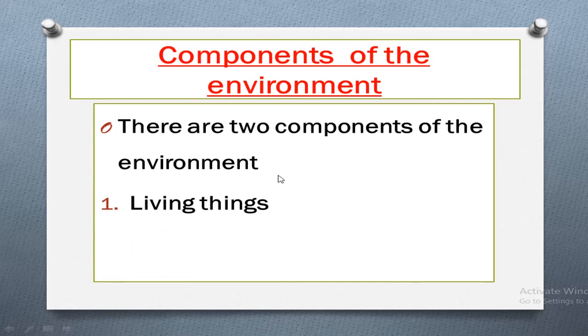The first one is living things. One of the components of the environment is living things. Now you can tell the other one. The other one is non-living things. First we learned that there are two components of the environment, and then we learned about living things and non-living things. Living things and non-living things are the components of the environment, right?